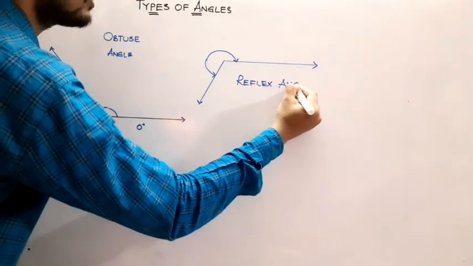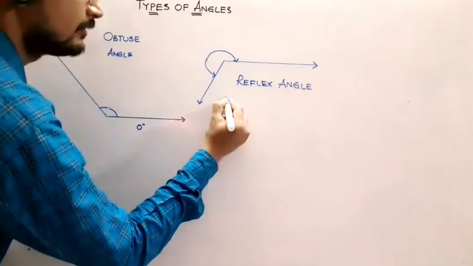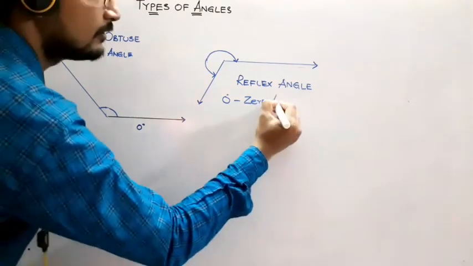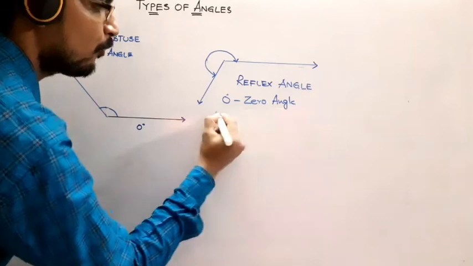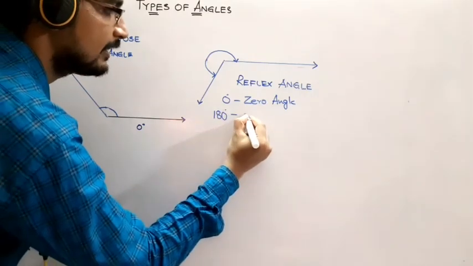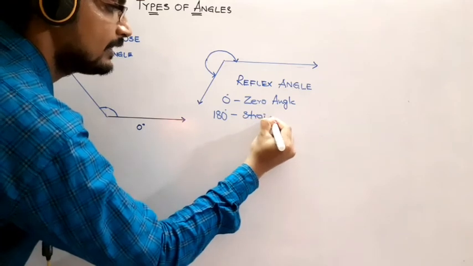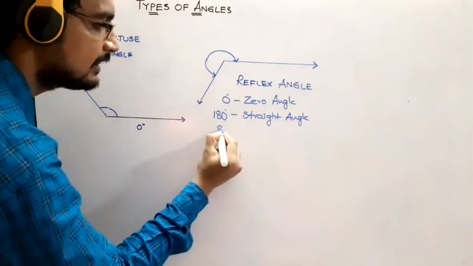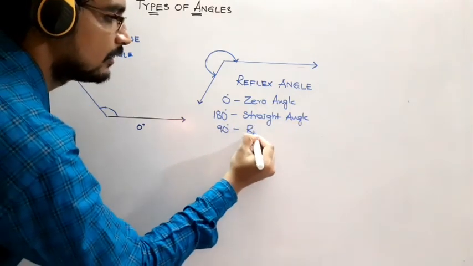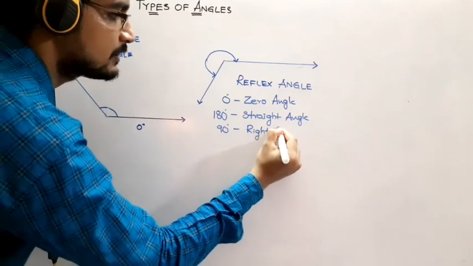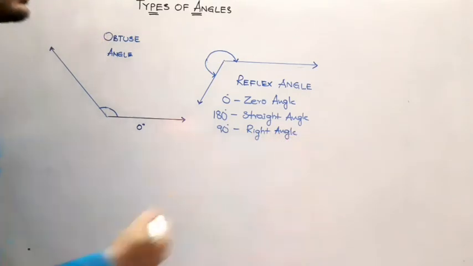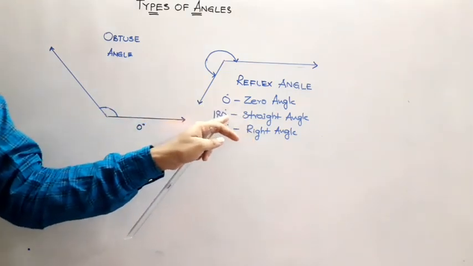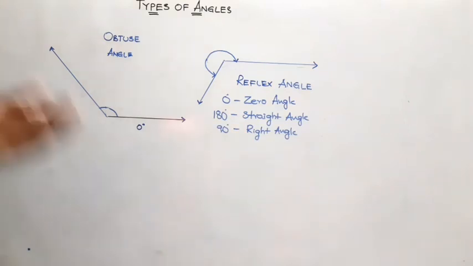I want to summarize the things once. Look, 0 degrees, 0 angle. 180 degrees, straight angle. 90 degrees, right angle. These are the fixed terms, children. They won't change their terms. If you see a 0 angle, its angle measure is 0 degrees, straight angle 180 degrees, right angle 90 degrees.